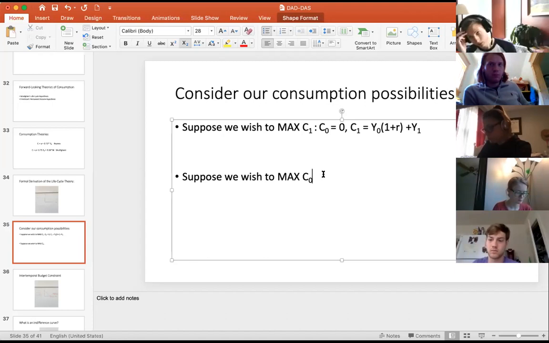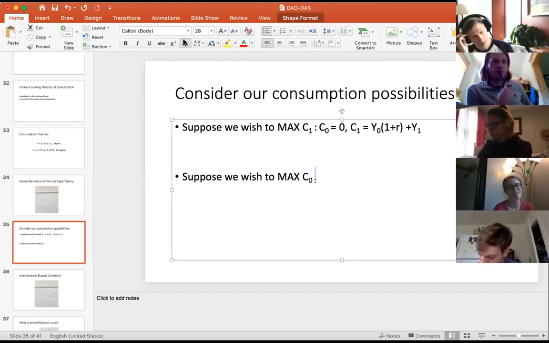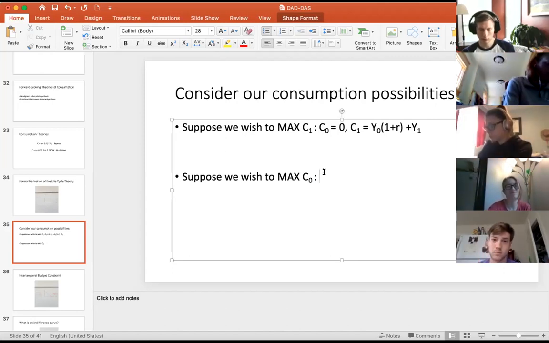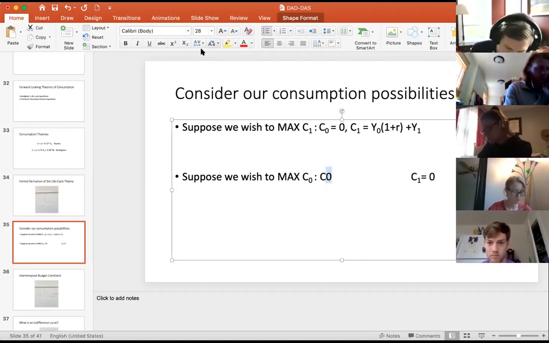Suppose, on the other hand, that you're like one of my colleagues in grad school, and I use that term loosely. You want to maximize current consumption. So for starters, your future consumption is going to be 0. You don't care about the future, you just care about today. So let's push that over there for now. You want to maximize your current consumption.